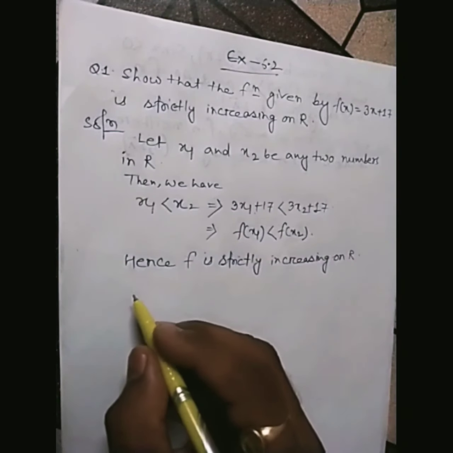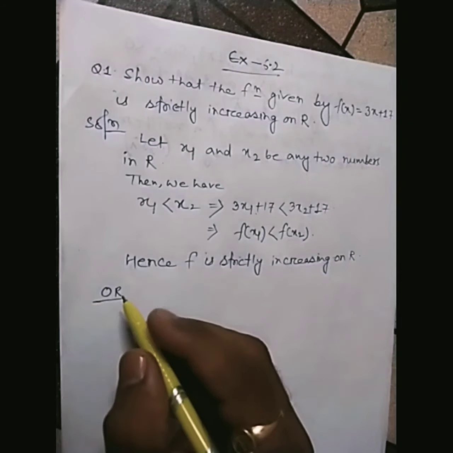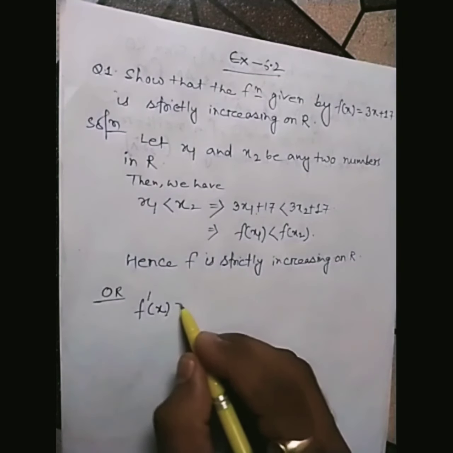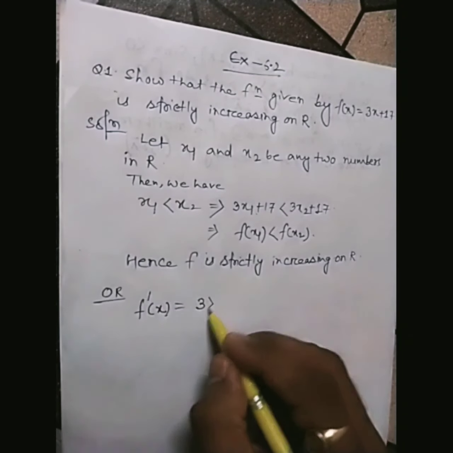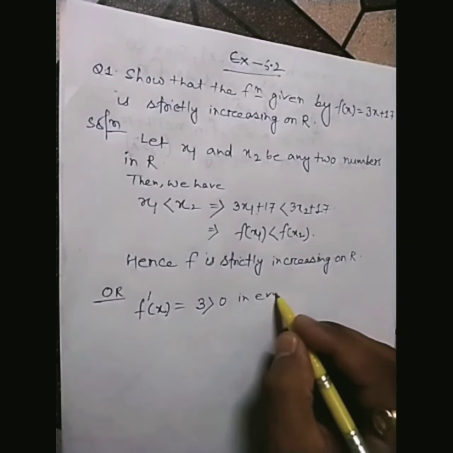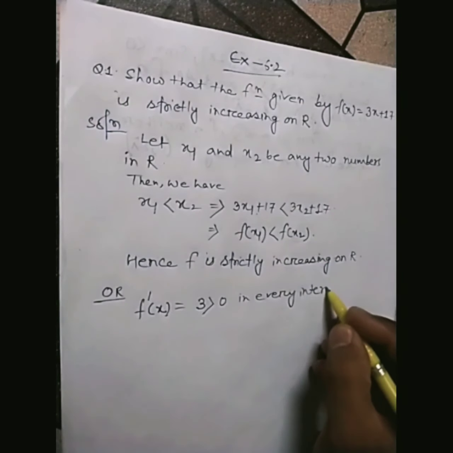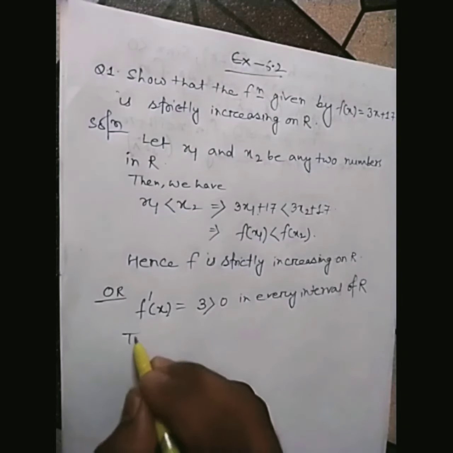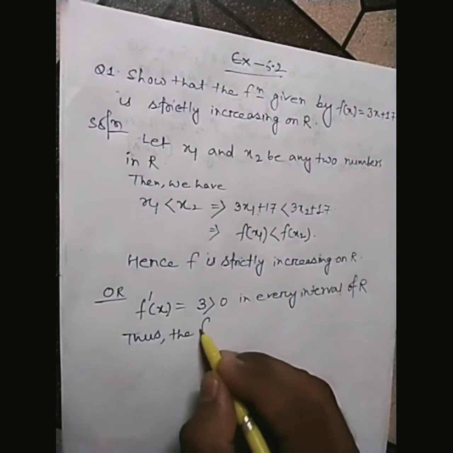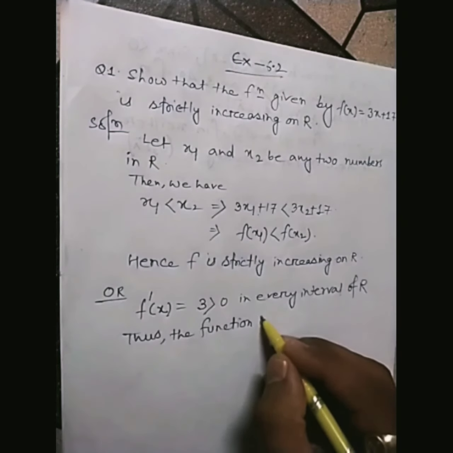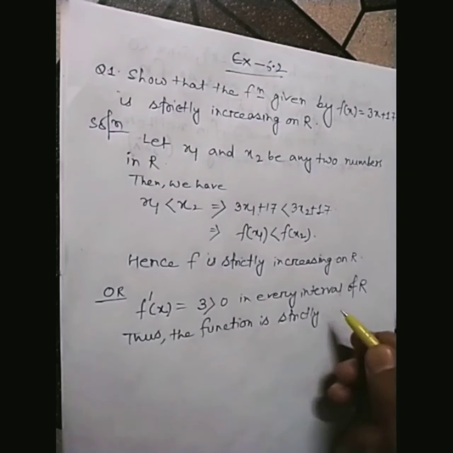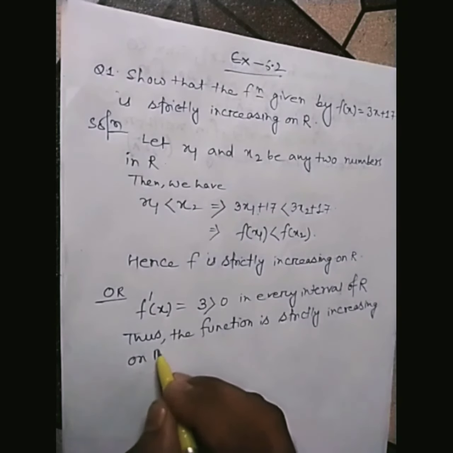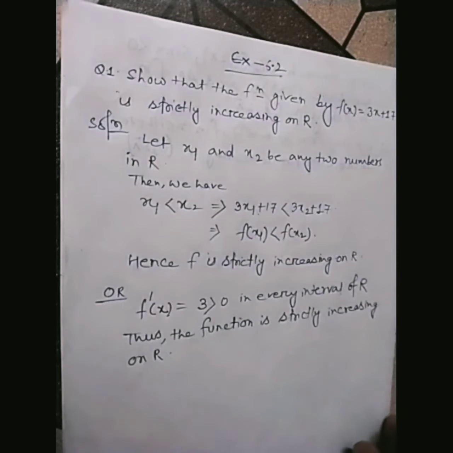Other method, alternatively, you can do like this also. f(x) equals this, so f'(x) equals 3, which is greater than 0 in every interval of R. Thus the function is strictly increasing on R. Okay, so this is the alternative method.